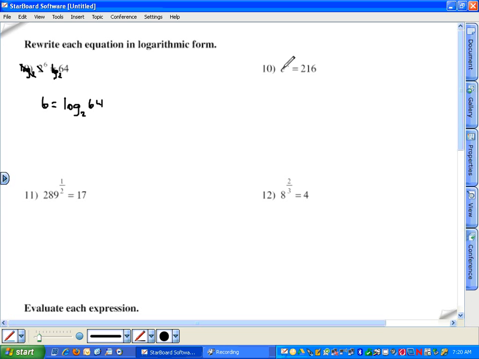Over here we have a base of e, which means we have to use a logarithm that has a base of e. That's the natural log. 216 equals x. Over here we have a base of 289, so we need to use a log base 289 of 17 equals 1/2. And again here we have a log base 8 of 4 equal to 2/3.